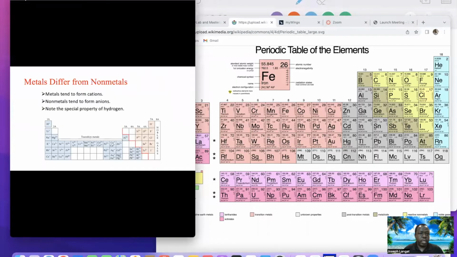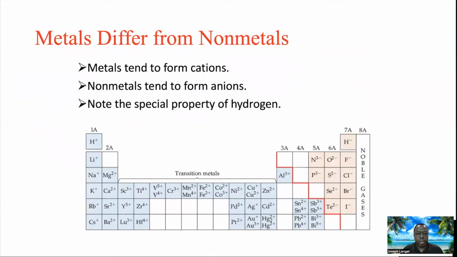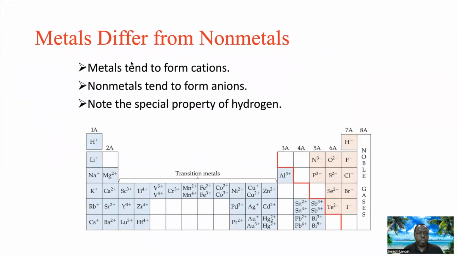Most metals tend to form cations. Most metals form cations by losing their valence electron. Remember, group 1 have 1 valence electron, and therefore they'll form positive 1. Beryllium, magnesium, those 2. Group 3, the most common cation is aluminum.